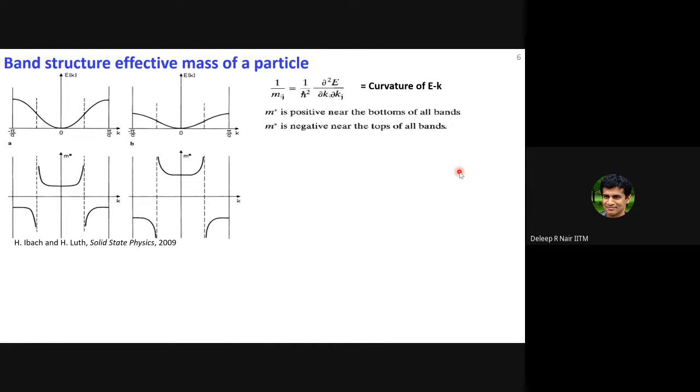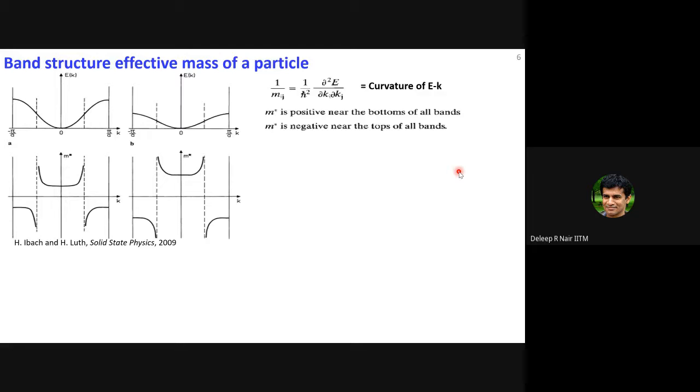Now let us look at another important approximation, the effective mass of a particle. We have seen earlier that the group velocity of a particle is related to the first derivative of the EK diagram. We also have seen that the momentum of a particle can be written as h cut into k. If you equate the derivative of both these quantities, you are essentially equating the force, like force equals ma. So force is equal to dp by dt, which is h cut dk by dt. On the other side, force is m into acceleration, and acceleration is nothing but d vg by dt.